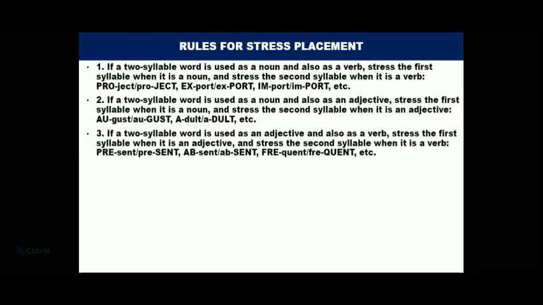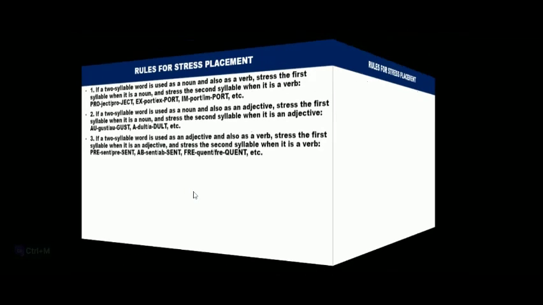Rule number three: if a two-syllable word is used as an adjective and also as a verb, stress the first syllable when it is an adjective and stress the second syllable when it is a verb. For example, present as an adjective, present as a verb. Absent as an adjective, absent as a verb. Frequent, frequent, and so on and so forth.